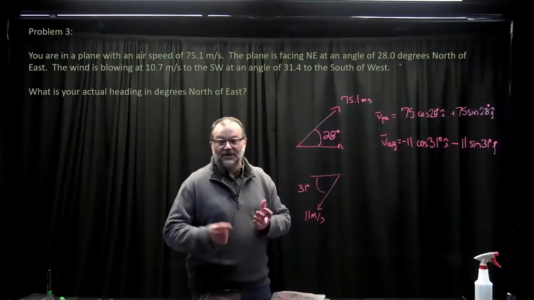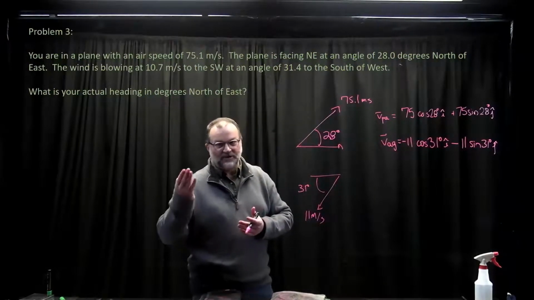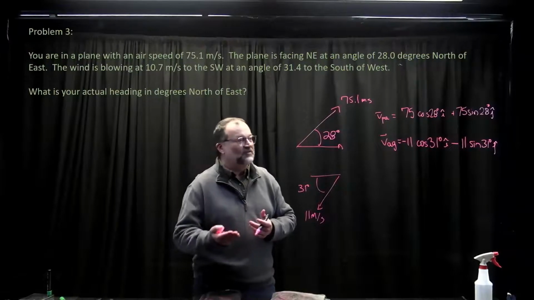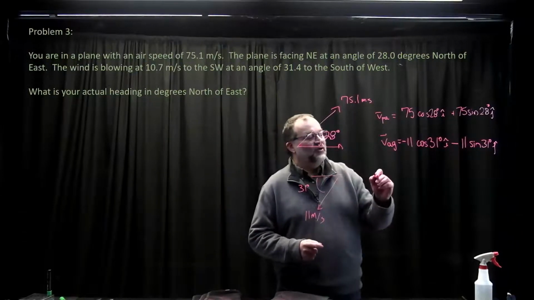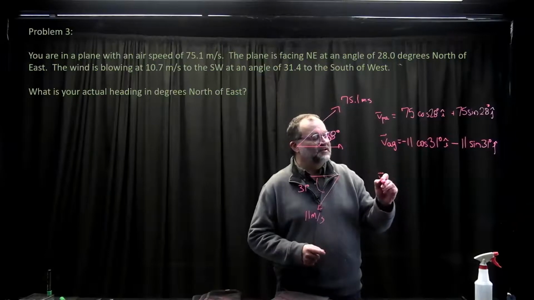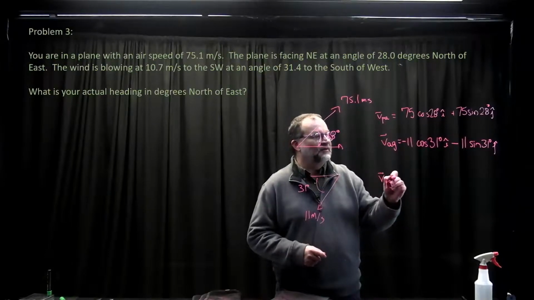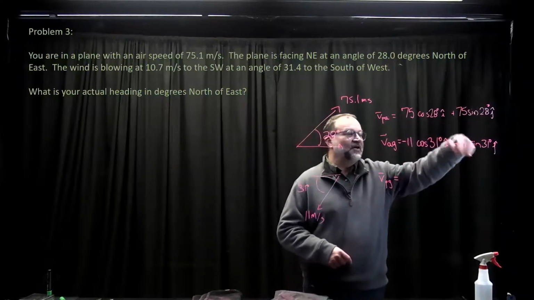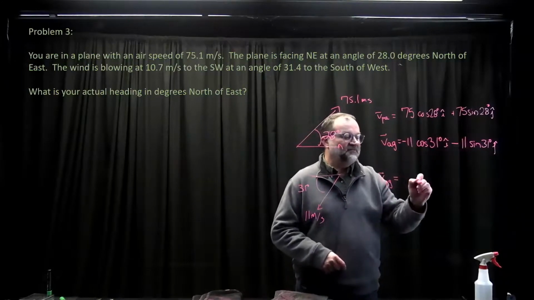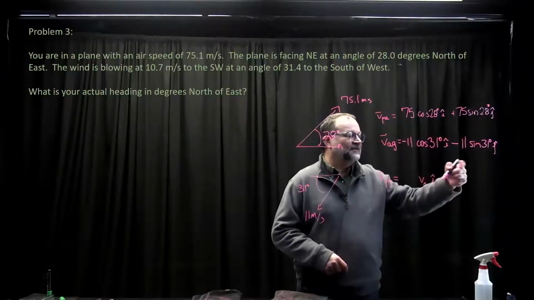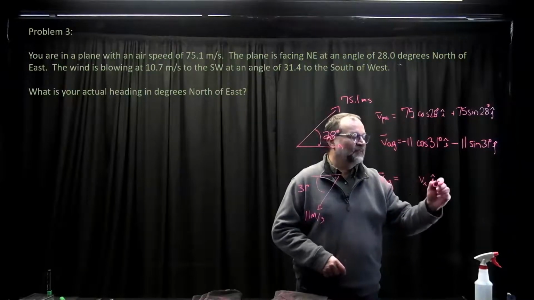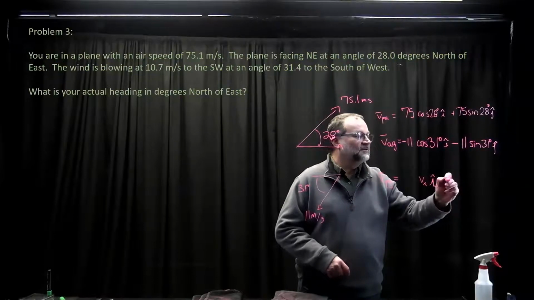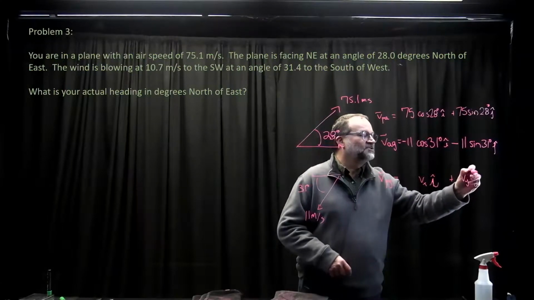So now, the question is, what is your actual heading in degrees north of east? So you've got to figure out what is the velocity of the plane with respect to the ground. And so it's going to be these pieces plus those pieces. That's going to give us a Vx, I hat. This is going to give us a Vy, j hat.